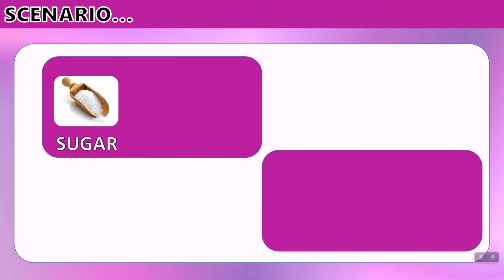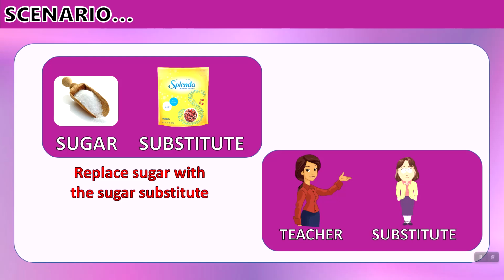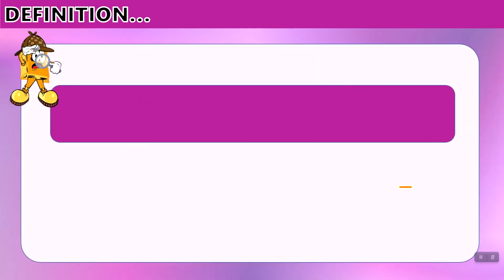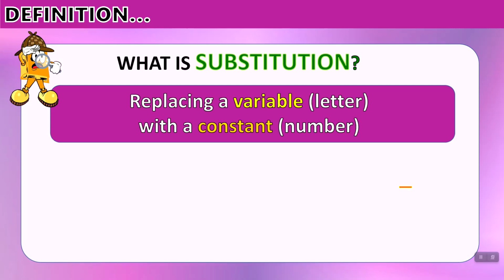If we wanted to replace sugar in our diet, we would use a substitute. In the same way, if our teacher was not at school, we would also have a substitute, someone that takes the place of the original person. The teacher is replaced by the substitute teacher. And so what is substitution? It is simply replacing a variable or a letter with a constant or a number.